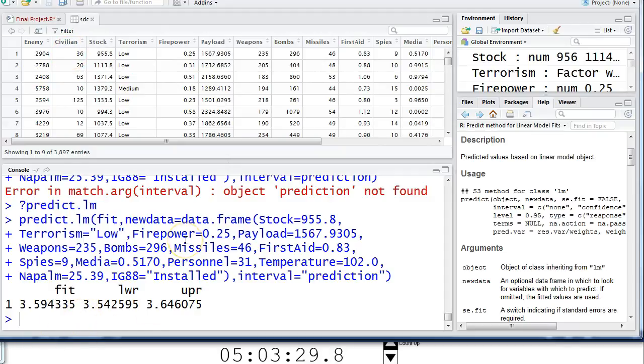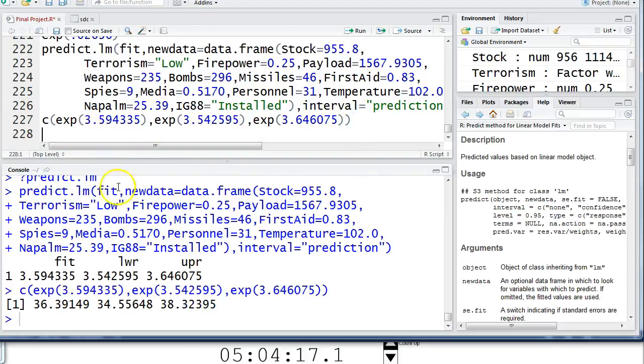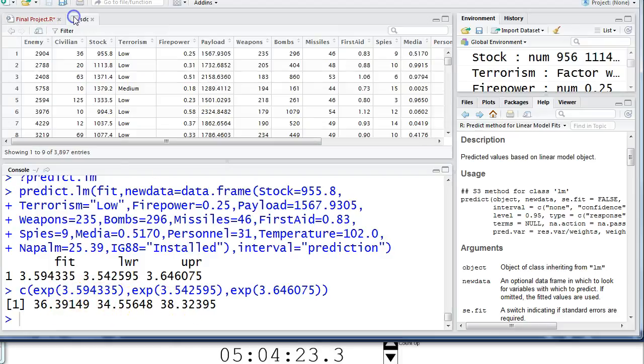Okay, wait. Remember that we are predicting the log of civilians, so I need to take e to these guys. Like this. That gives me my predicted value of 36.39. It could be as low as 34.5 or 38.3. The answer was 36. Awful close to what I got. That's great. That just makes me happy.